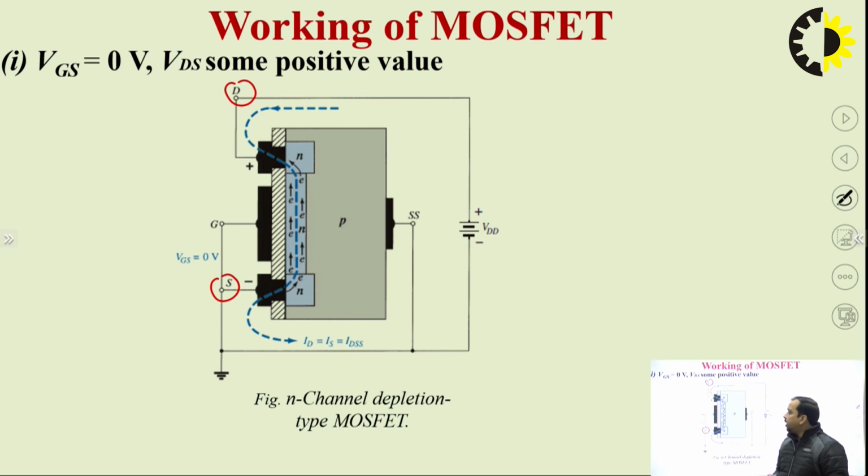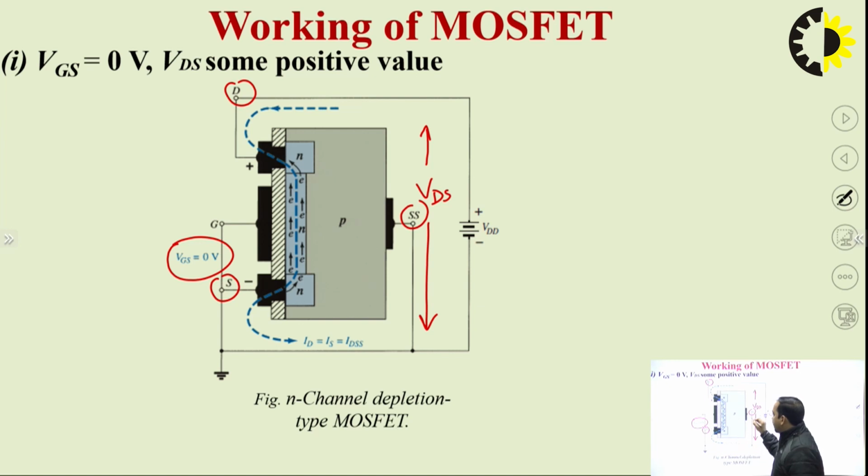We'll be seeing the operation in two steps. First of all, we'll have gate to source voltage VGS equal to 0, meaning we are not applying any voltage across the gate and source terminals. We'll be applying some voltage across the drain and source terminals, which is termed VDS. One more important point is that body and source are internally connected, to minimize the body effect.